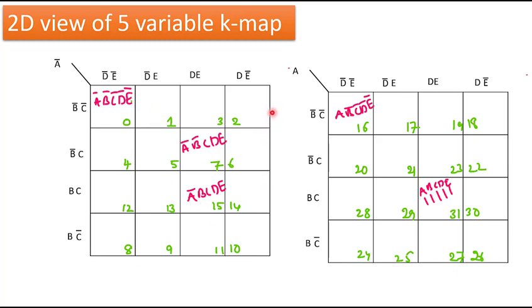This is how I am giving my 2 blocks with the minterms numbering, one with A bar, one with A. So when you want to minimize the Boolean expression in a 2D view, it's very difficult to visualize which two cells are forming pairs, which 4 cells are forming quad, or which 8 cells are forming octet, or which 16 cells are forming hexadecade. Okay, we'll see how to avoid this problem.